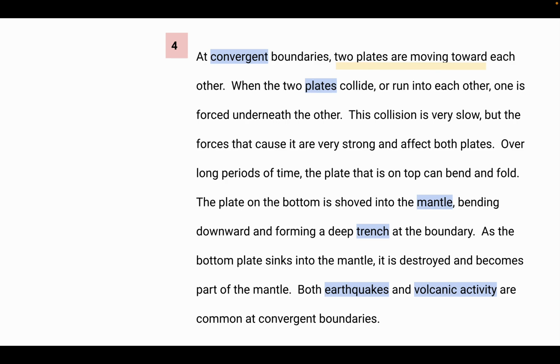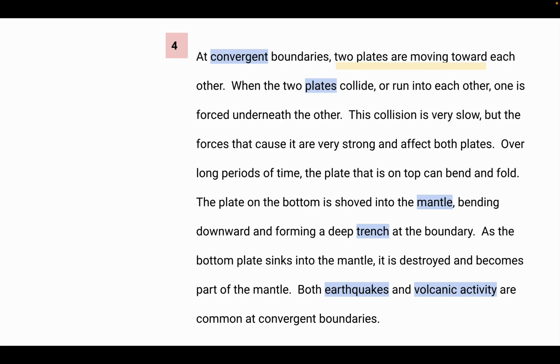All right, so go ahead and turn to paragraph number 4. And I've got some words highlighted in blue. These are my vocabulary words. I highlighted. You guys were not supposed to highlight, so go ahead and put a blue box or whatever color you chose for vocabulary. Go ahead and mark those. You've got convergent, you've got plates, you've got mantle, trench, earthquake, and volcanic activity. These are all vocabulary terms.